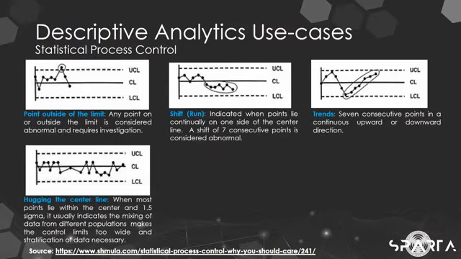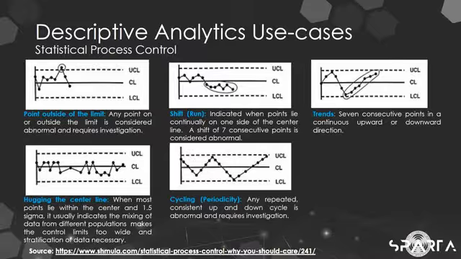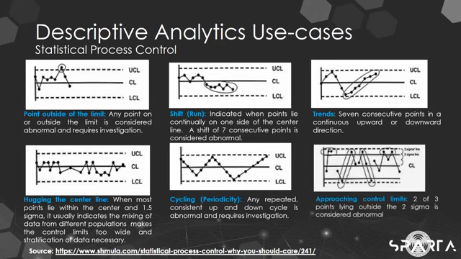When most points lie within the center and 1.5 sigma, it usually indicates the mixing of data from different populations, makes the control limits too wide, and makes stratification of data necessary. Any repeated, consistent up and down cycle is abnormal and requires investigation. Lastly, 2 of 3 points lying outside 2 sigma is considered abnormal.